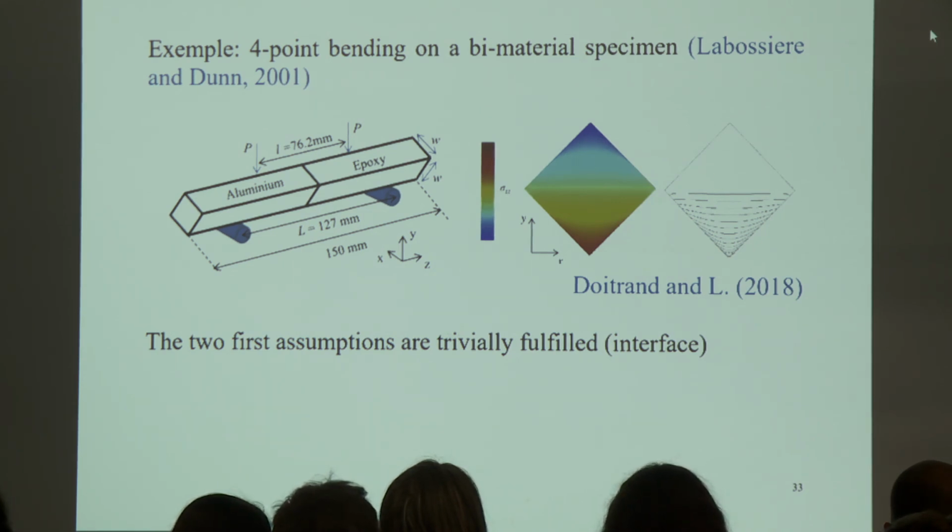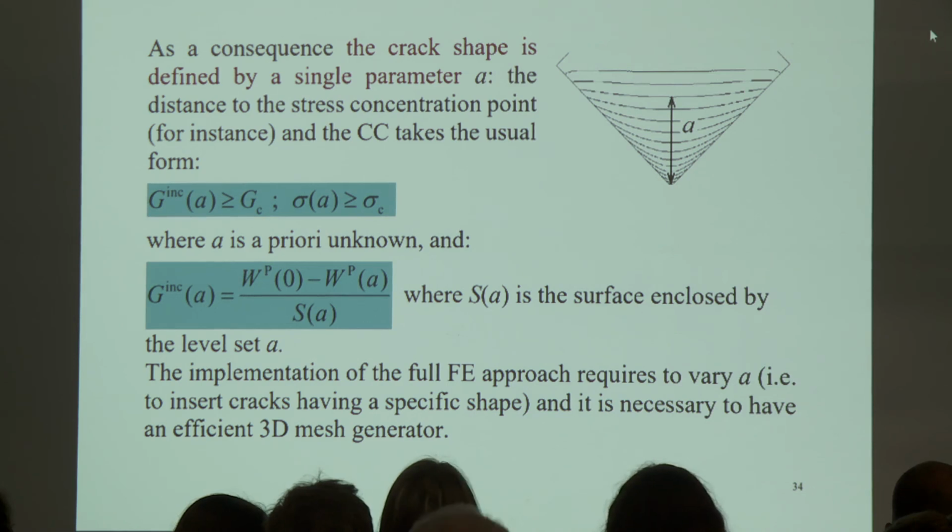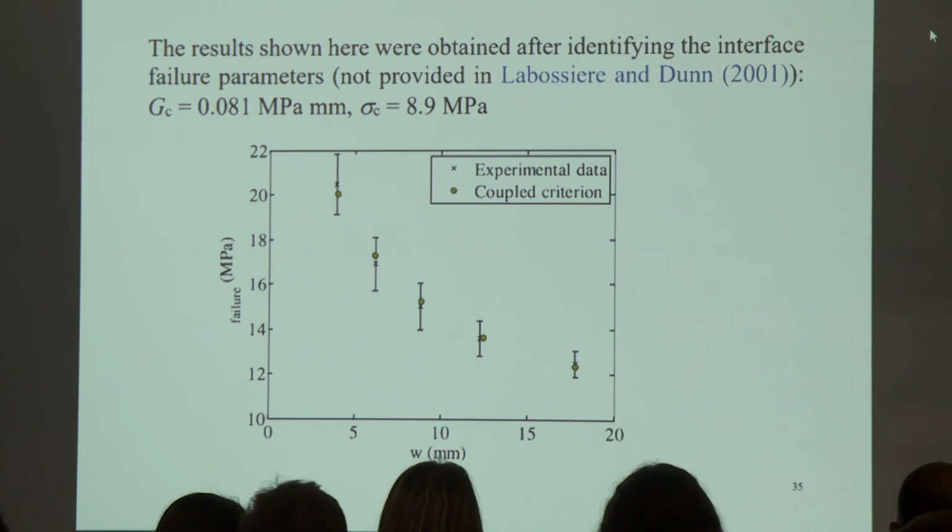And in this interface, we plot the level lines of the tensile stress. Level lines of the tensile stress have this shape, and you see that each line can be defined by a single parameter. This is what we were trying to obtain. Each line is defined by a single parameter, the distance from the corner to the line. Then we can use the coupled criterion and solve the problem. And these are the results.